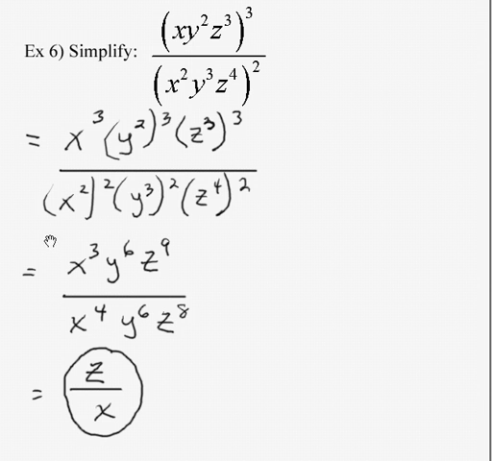So it's important we know those laws of exponents. We're going to use them this chapter and in future chapters to come.